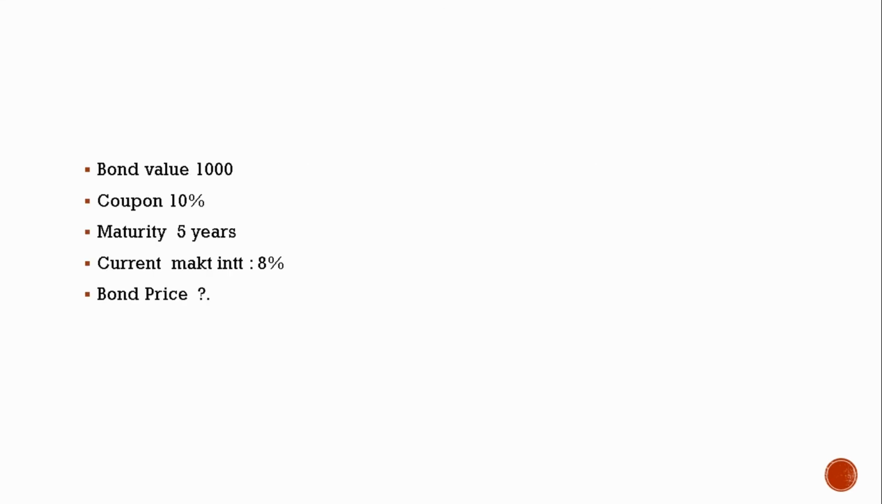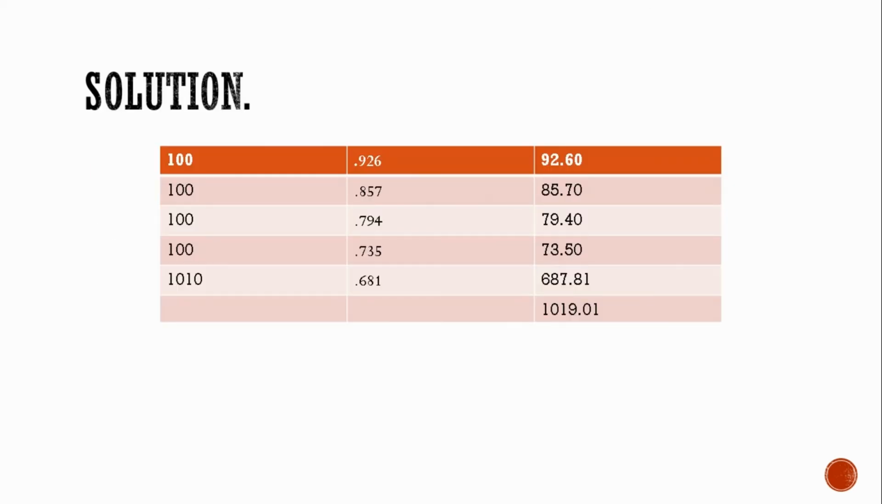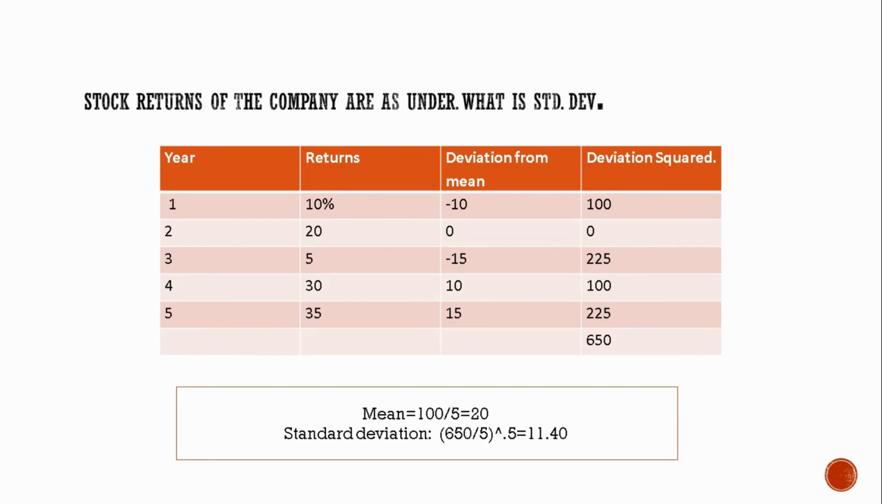Bond value 1000, coupon 10%, maturity 5 years, current market interest 8%. What is the bond price? So this is how you can calculate it. Stock returns of the company are as under. What is the standard deviation? You need to calculate the standard deviation from the given information.